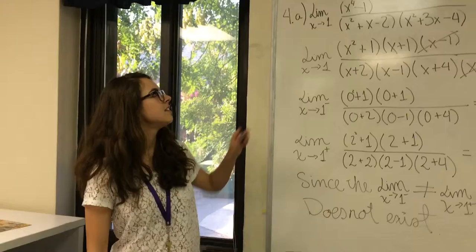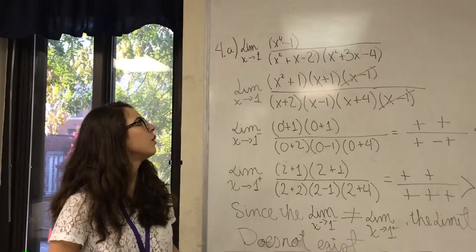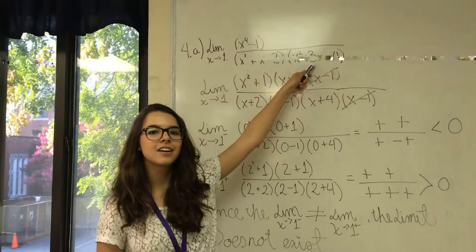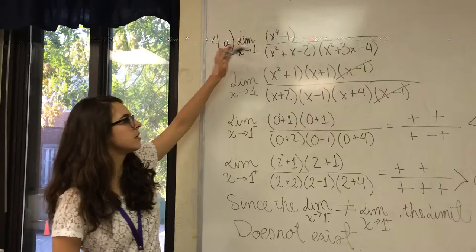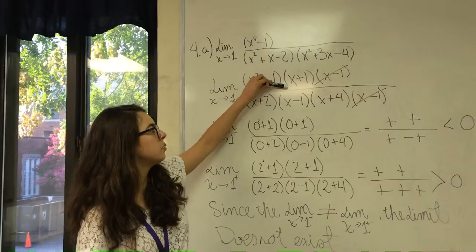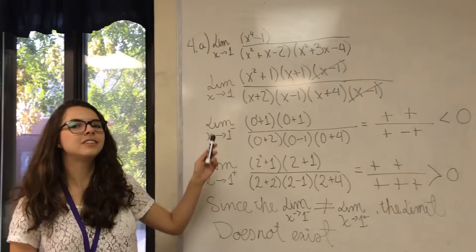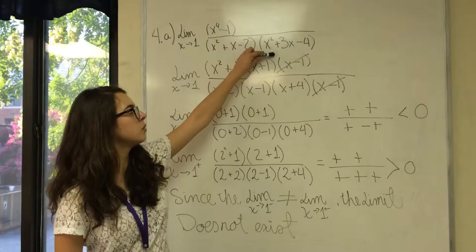Take the limit as x tends to 1 of (x to the 4th minus 1) over (x squared plus x minus 2) times (x squared plus 3x minus 4). So we factor both the numerator and the denominator, and we get that (x squared plus 1) times (x plus 1) times (x minus 1). And in the denominator, we get (x plus 2) times (x minus 1) times (x plus 4) times (x minus 1). So the x minus 1 in the numerator and the denominator cancel out.